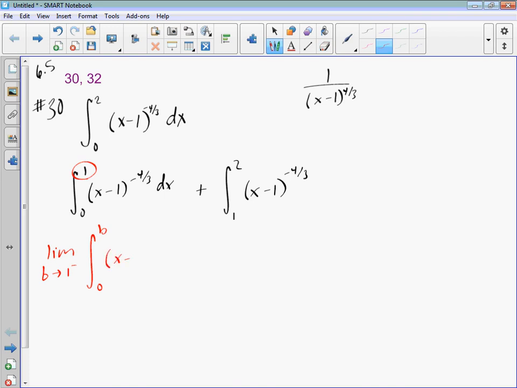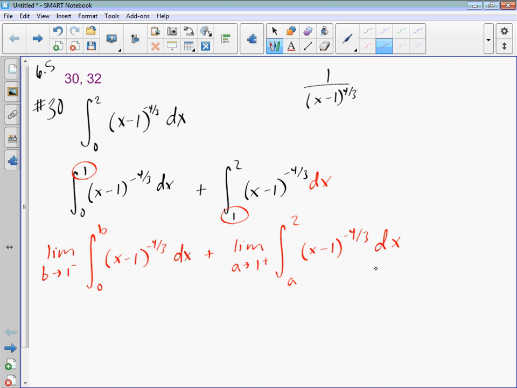And I just have this x minus 1 to the negative 4/3. And then I have to replace this 1, so typically our book chooses what? A. And if I'm going from 1 to 2, which side am I approaching it from? The right. So if it's at the bottom, it should be a little plus there. And then instead of 1 to 2, I'm going from a to 2. Oops, I missed my dx here. Okay, so any questions on that? Does that look okay to everybody?